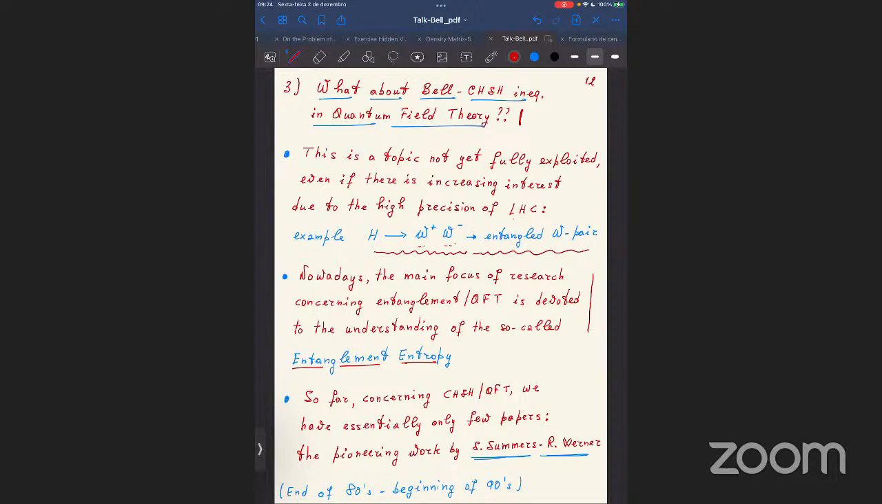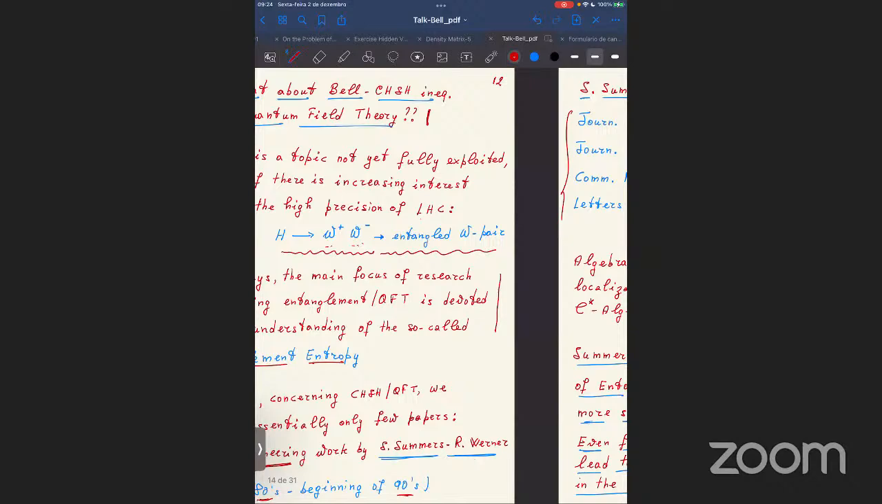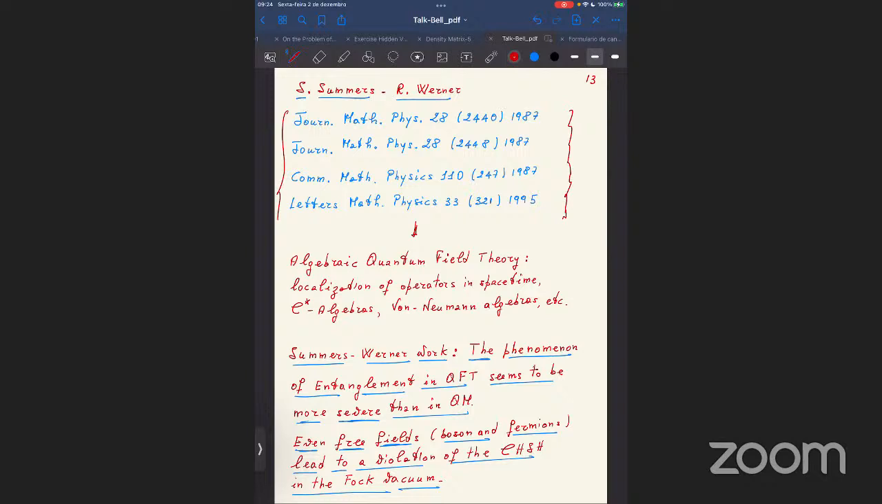We have essentially the pioneering papers by Summers and Werner. Summers and Werner wrote a certain number of papers between the end of the 80s and the beginning of the 90s. You can find the original references here. They used algebraic quantum field theory, which is a very sophisticated tool, to investigate Bell's inequality in quantum field theory. The main result by Summers and Werner is that the phenomenon of entanglement in quantum field theory seems to be much more severe than in quantum mechanics.